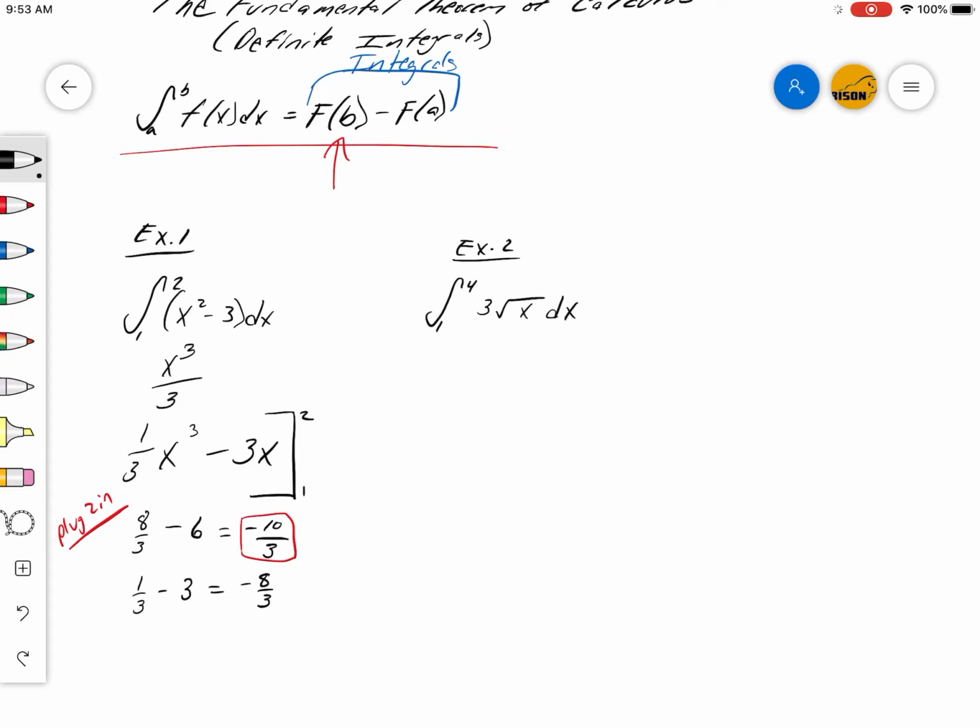Now I've come up with my bottom number. And remember, the formula up here says f of b minus f of a. So this one right here, let me make a note, is f of b. This is f of a. And the formula says to subtract them. So what I really need to do here is negative 10/3 minus negative 8/3, which would be adding. If I add those up, I get negative 2/3.